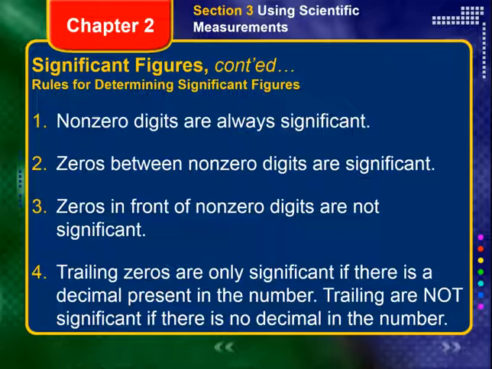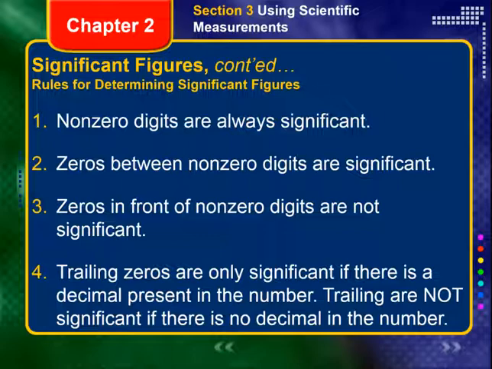Zeros, however, get tricky. Zero is the only zero digit, and the other 3 rules refer to zeros. Zeros between non-zero digits are significant. Basically, if you have a 0 that is sandwiched between 2 non-zero digits, 1 through 9, that middle 0 is considered significant. Sandwiched zeros are significant.